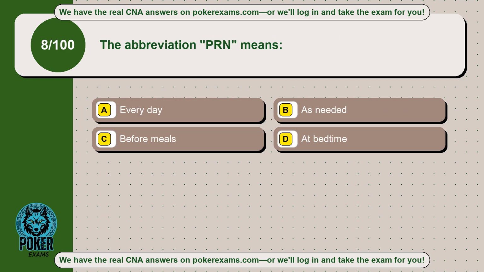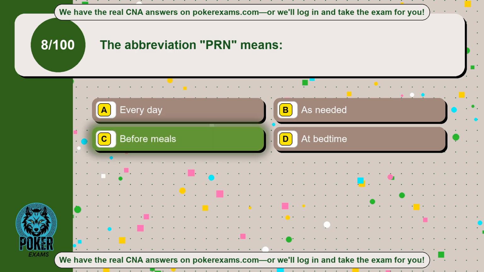Question 8. The abbreviation PRN means: Option A, every day. Option B, as needed. Option C, before meals. Option D, at bedtime. The correct answer is option C, before meals.